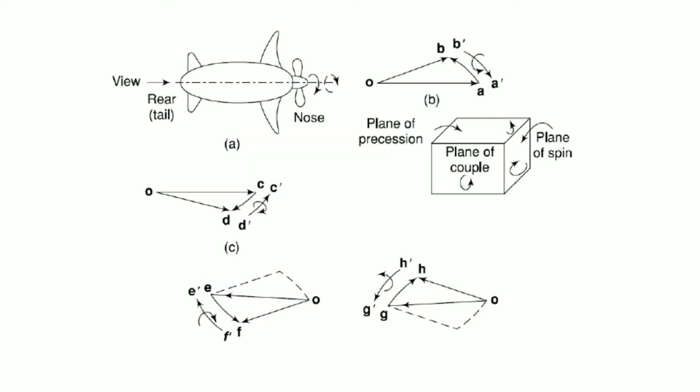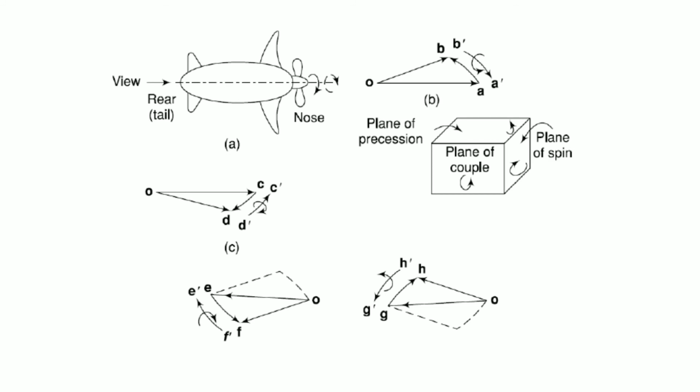So let us consider this is the aeroplane, this is the tail end, this is the nose end, and this is our rotor. When we see from the tail end, the rotor is rotating in clockwise direction as shown in figure. Then we can represent the angular velocity of the rotor as a vector OA, in this direction according to the right hand screw rule.